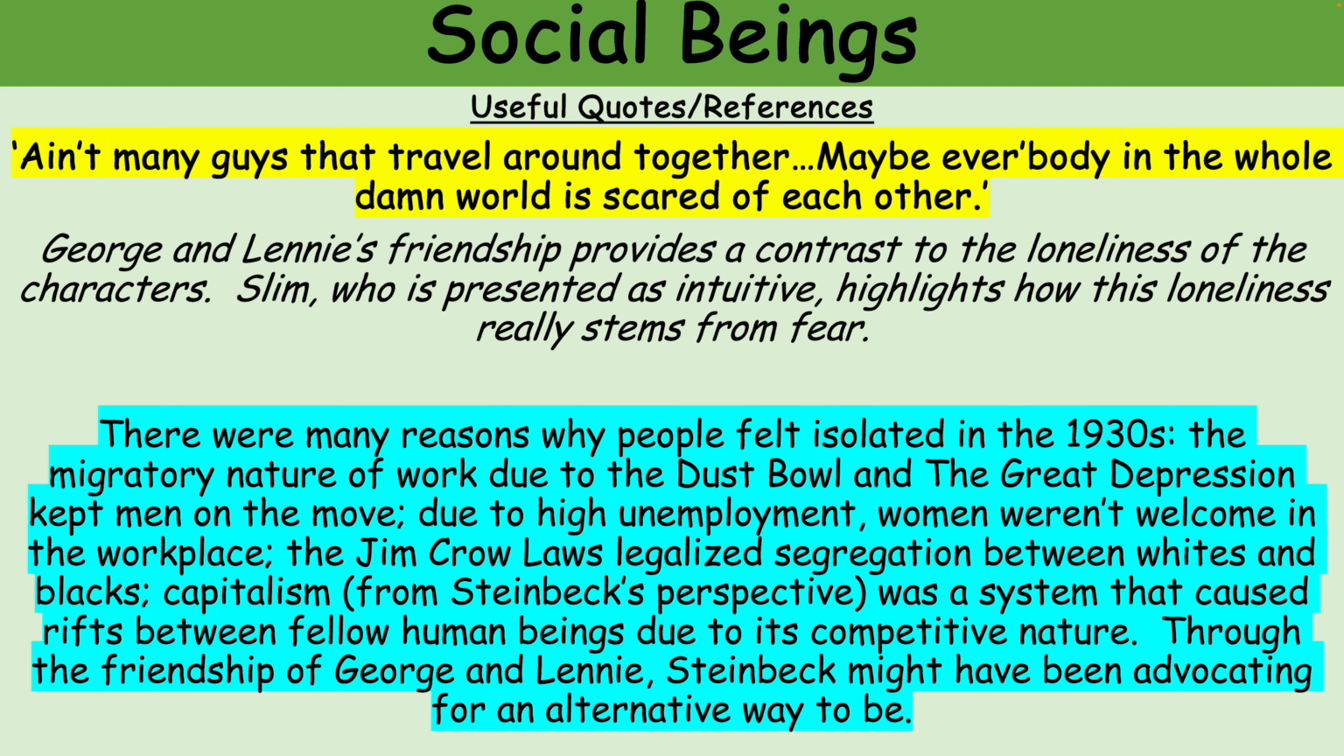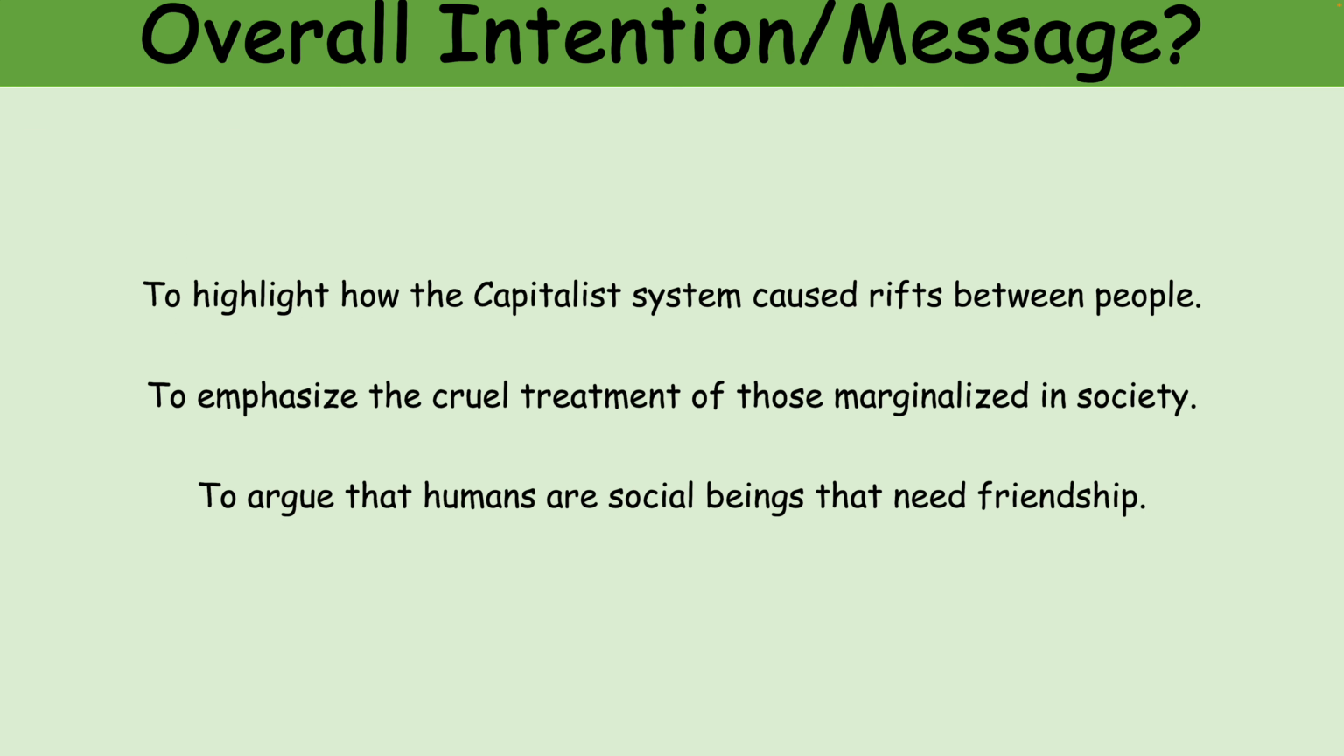So I think maybe this would be a point that you raise right at the end of your essay, because I think it gives a nice overview of what I think Steinbeck was trying to argue through his novella. So of course, at the end of your essay, you want to have that overall message, and I think there's kind of three main things. One, I think through this novella, he was trying to highlight how the capitalist system creates rifts between people. He also wanted to shine a light on the cruel treatment of those marginalized in society and create compassion and think about a different way that we can treat each other.